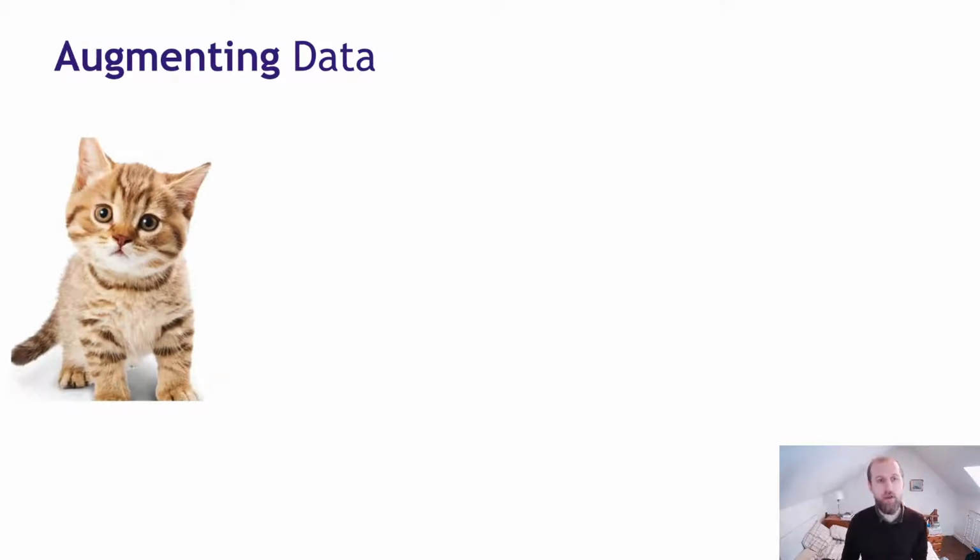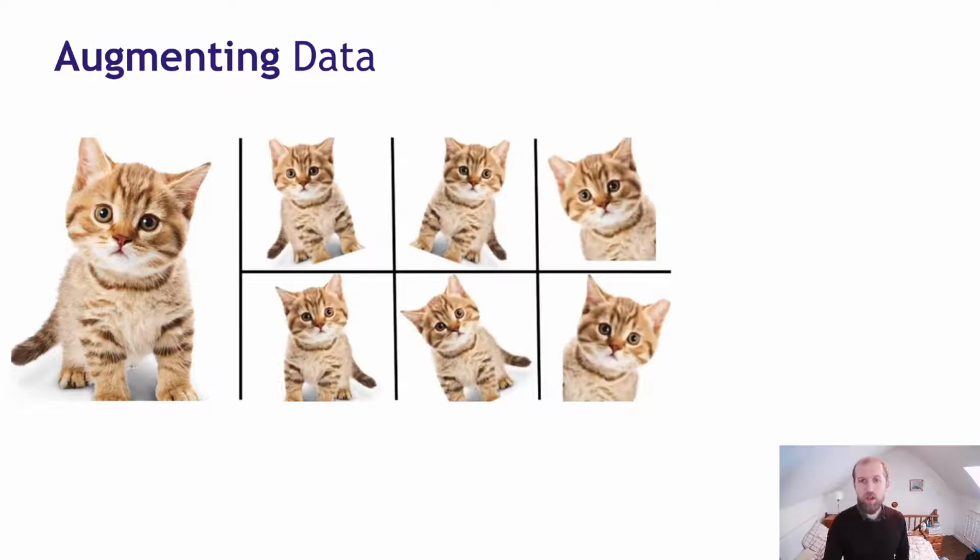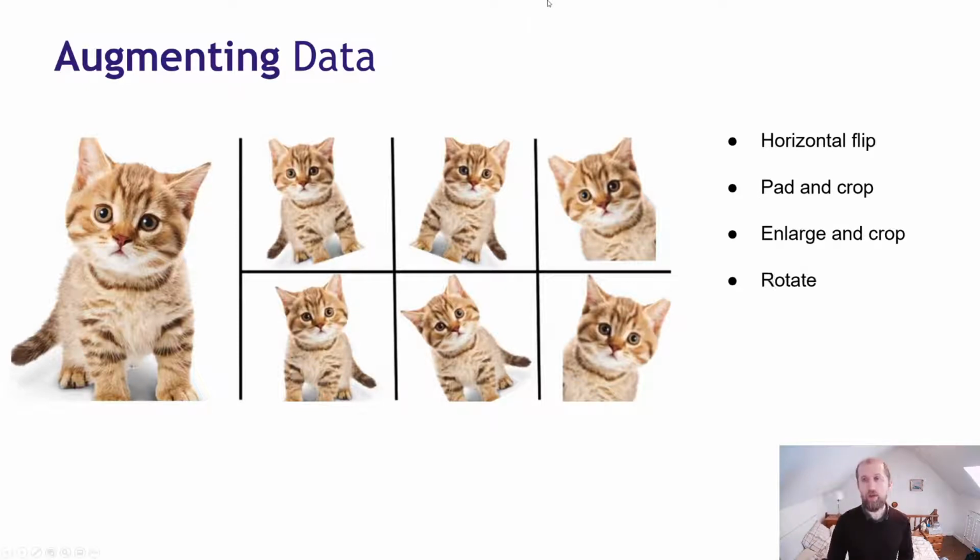Let's say we have this image of a cat. We can do a lot of things with this image. So we can create, with lots of these transformations, we can create lots of new images that are of the same identity to give us more data. So these include horizontal flipping, padding and cropping, enlarging and cropping, rotating, and combinations of all of those transformations.